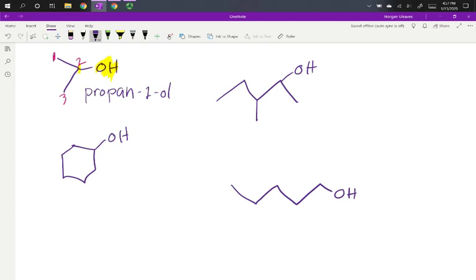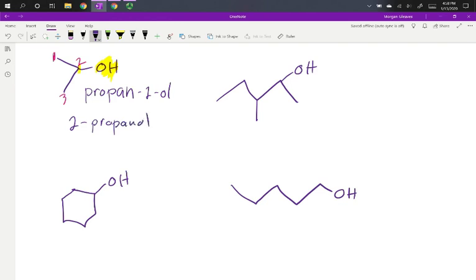Propan-2-ol. Sometimes, because of old naming, if there was only one spot the number could go, sometimes it was at the front. So 2-propanol is the old name for this.